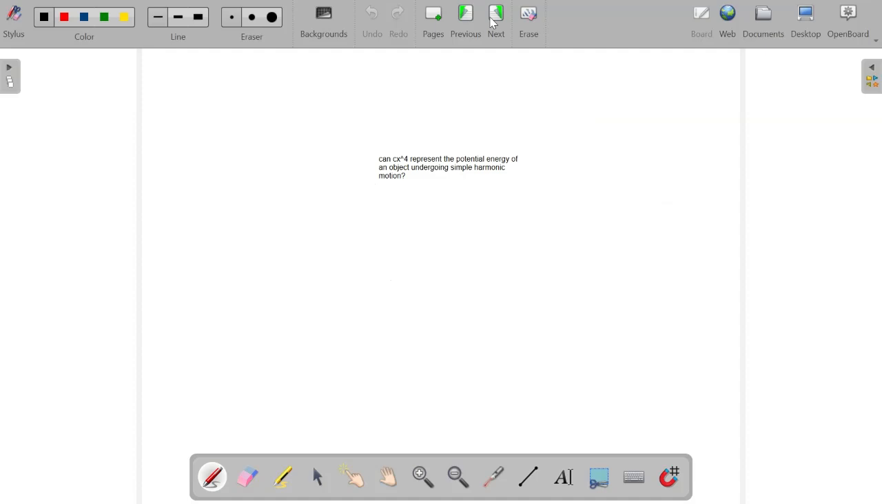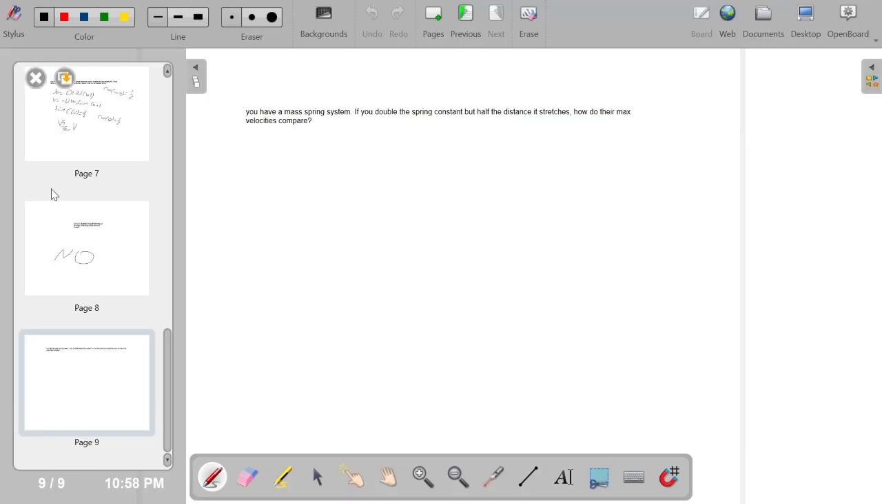Okay, next one. This is a really simple question. I included this one just in case people didn't know. I think most people get this one, though. Can Cx to the 4 represent the potential energy of an object undergoing simple harmonic motion? The answer to this is just no. Remember, an object's potential energy, if it's undergoing simple harmonic motion, is always going to be a quadratic, not quartic. So just remember, it's going to be Cx squared.